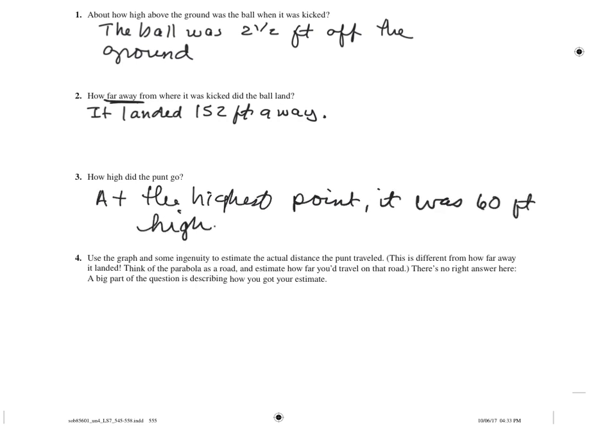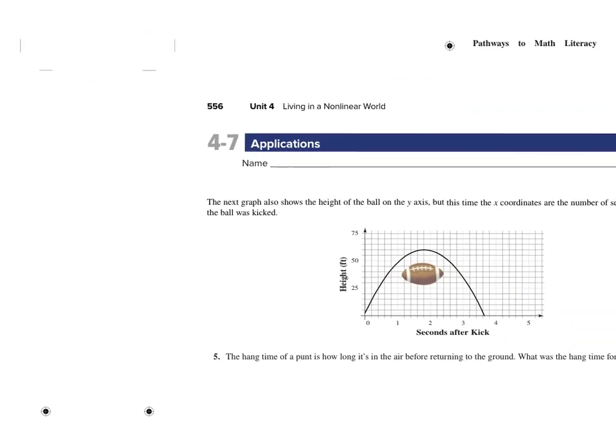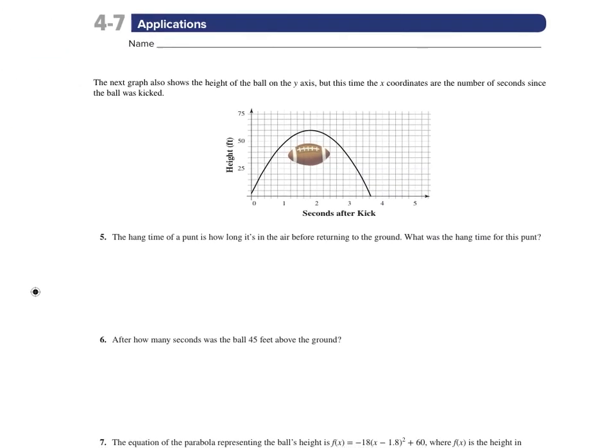All right, and then number 4, it says use a graph and some ingenuity to estimate the actual distance traveled. So we're not going to do this because they had suggestions like using a shoelace or a string and go along the path, and I just don't really know that that's what we want to do right now. Okay, so let's look at the next page.